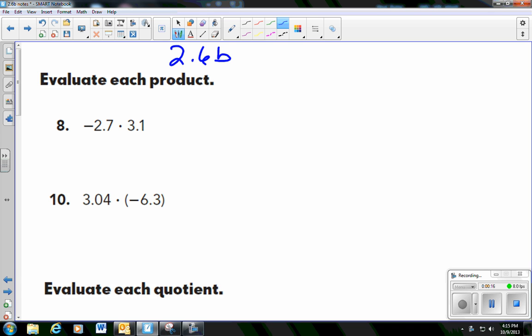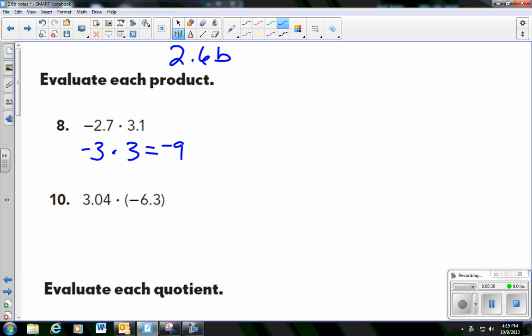All right, here's how we work multiplying decimals. First, it's always good to have an estimate. So negative 2.7 is about negative 3 times 3.1 is about 3. And negative 3 times positive 3 would give us negative 9. So we know our answer should be somewhere around negative 9.